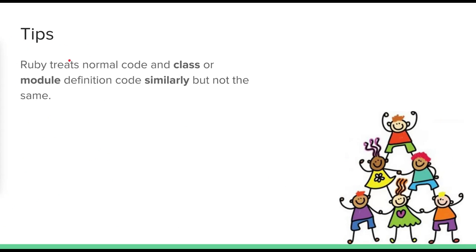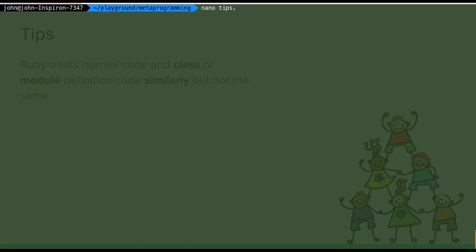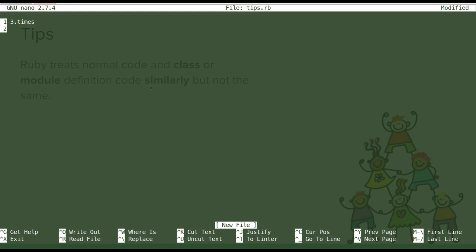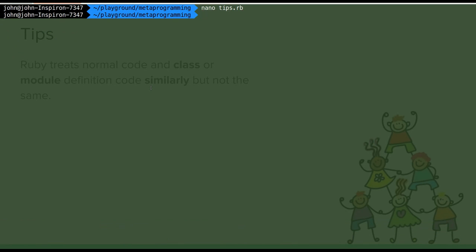Ruby treats normal code and class or module definition code similarly, but not quite the same. They might seem so similar, but there is a lot of difference. We can iterate the class definition code like this. If you run this code, you will see the class has been defined 3 times. It might seem so, but the class is defined only in the first attempt, and in the second and third time you are just trying to modify the already existing class.